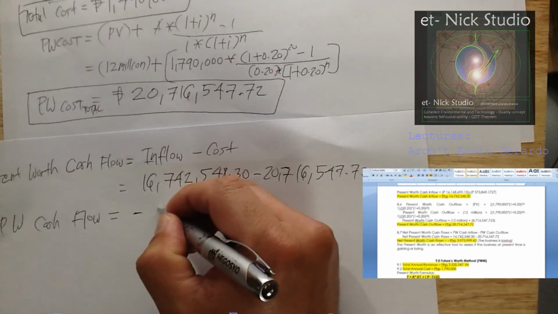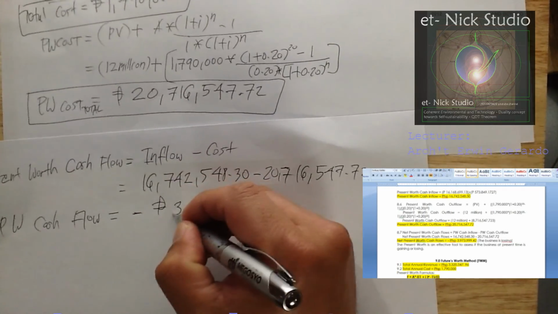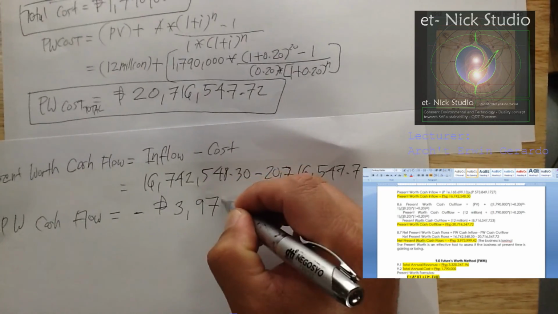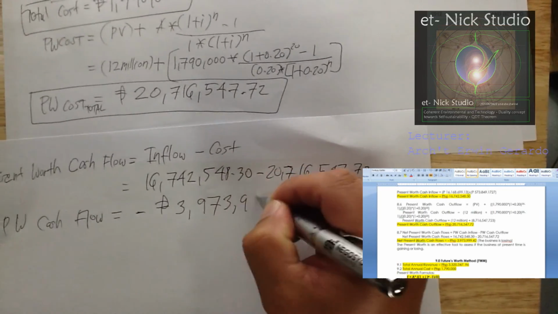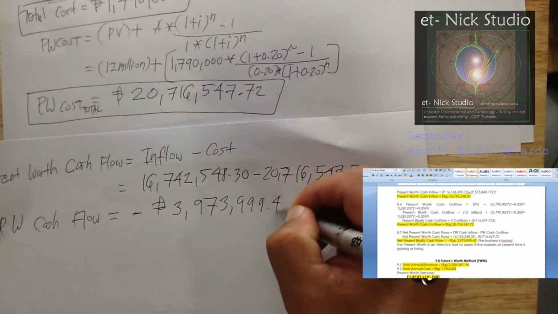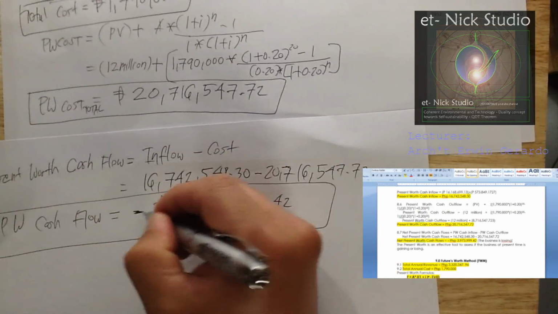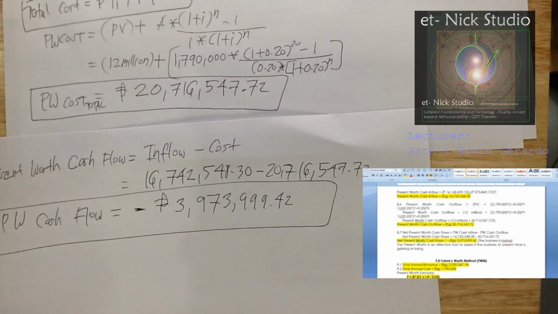So therefore, the net present worth cash flow is negative 3,973,999.42 pesos. Because this one is negative, the business is actually losing. So the present worth is an effective tool to assess if the business at present time is gaining or losing.